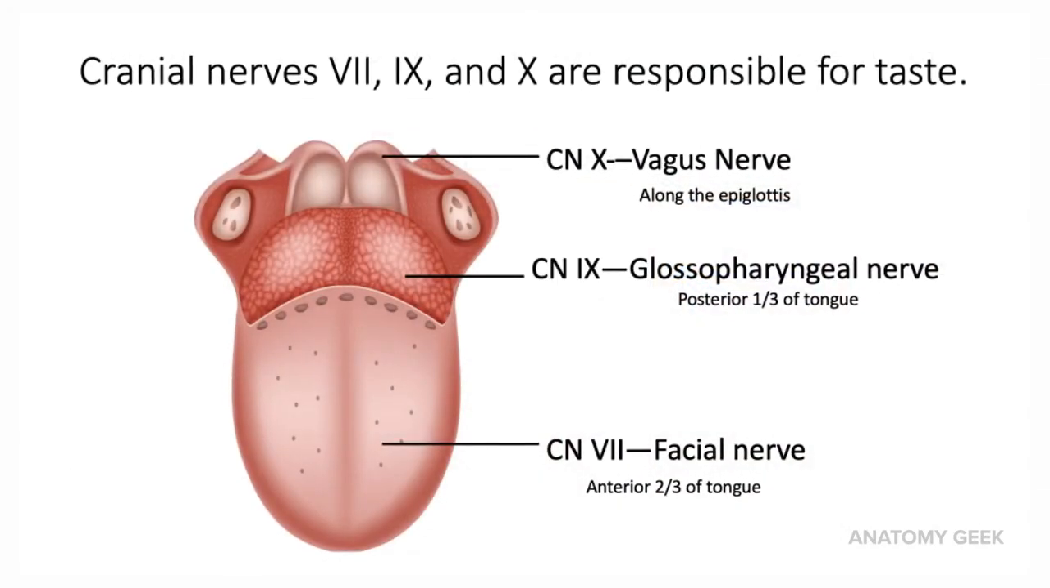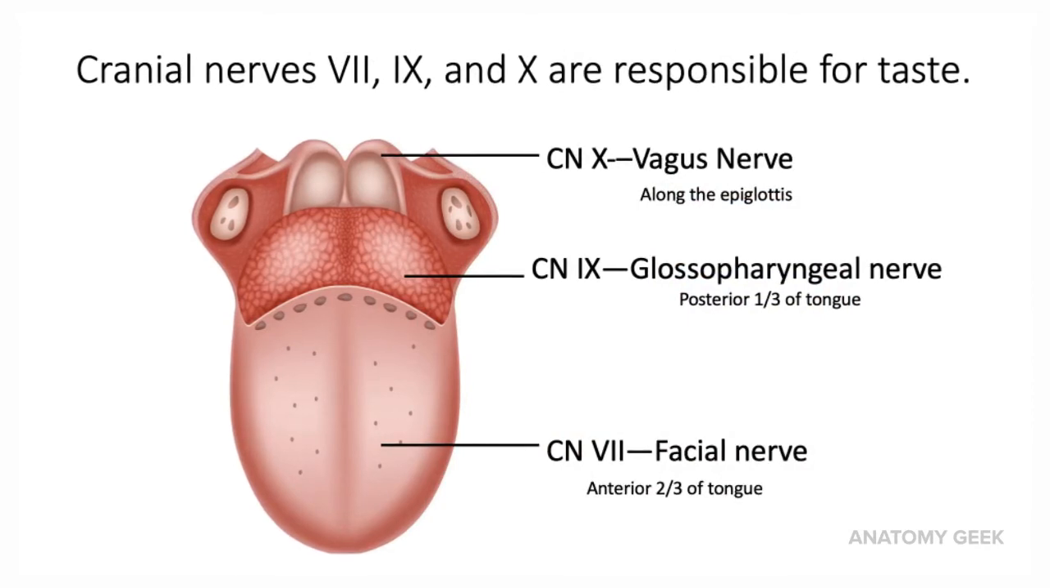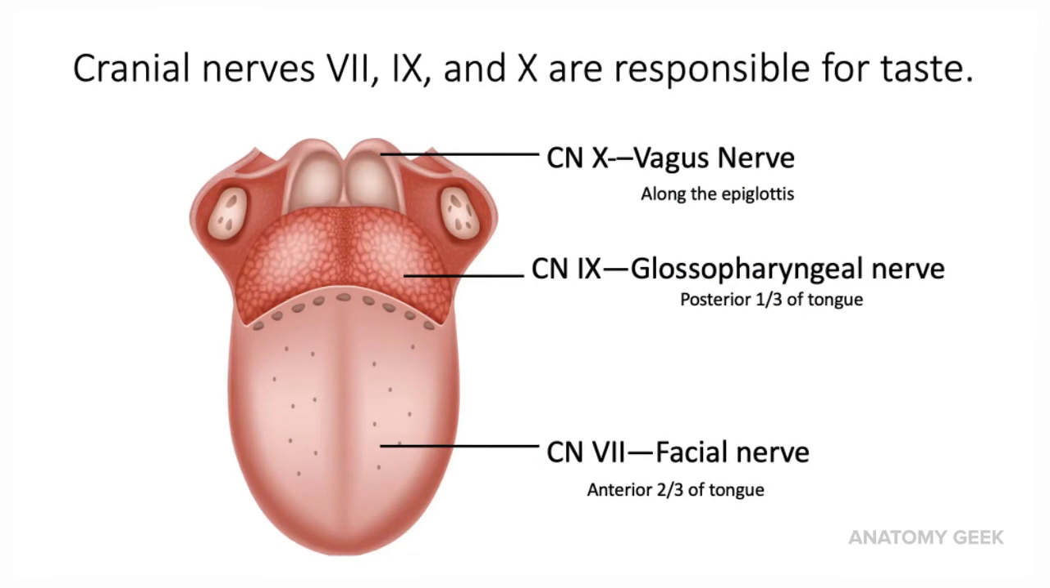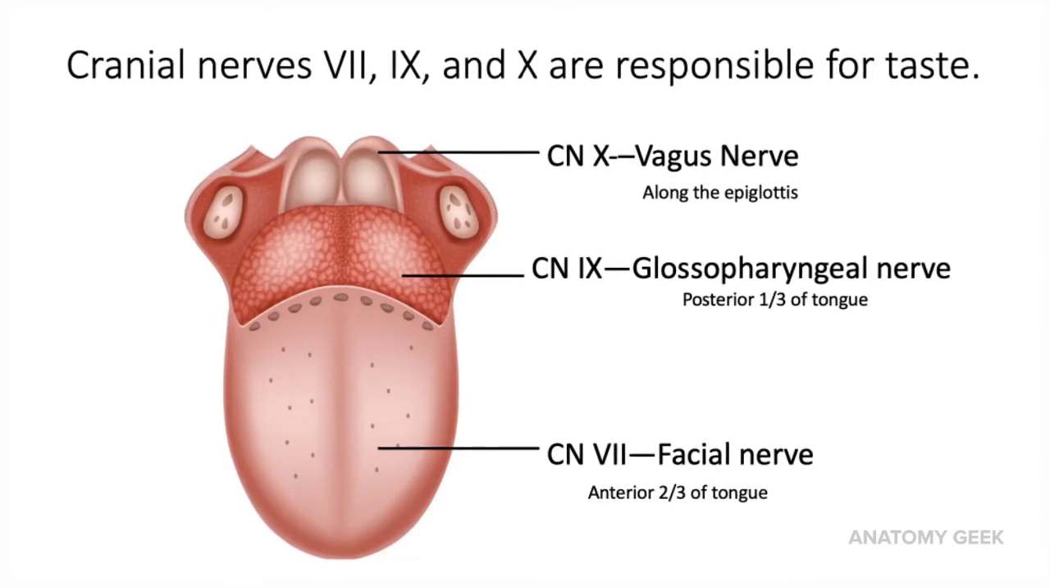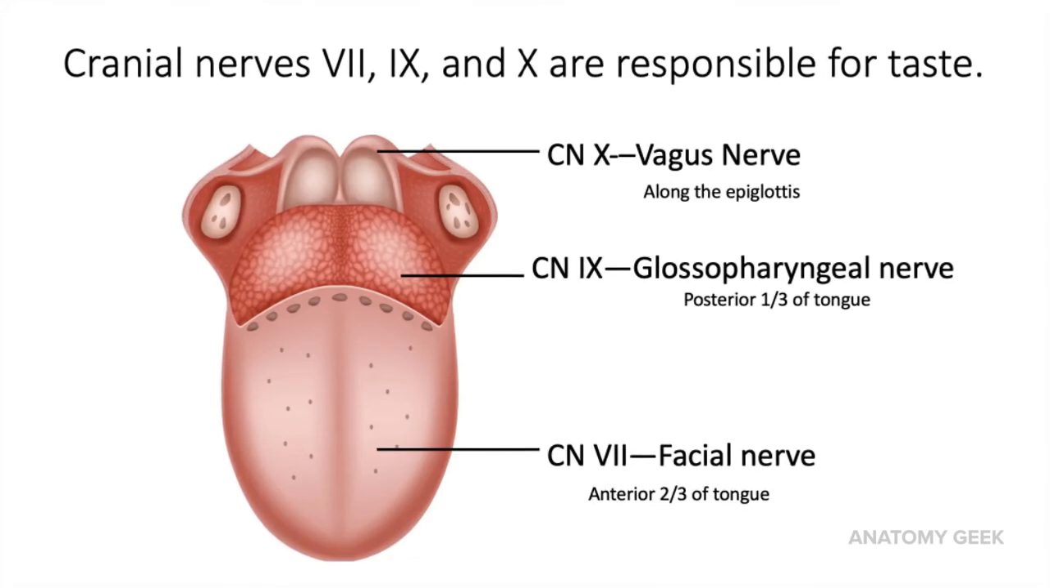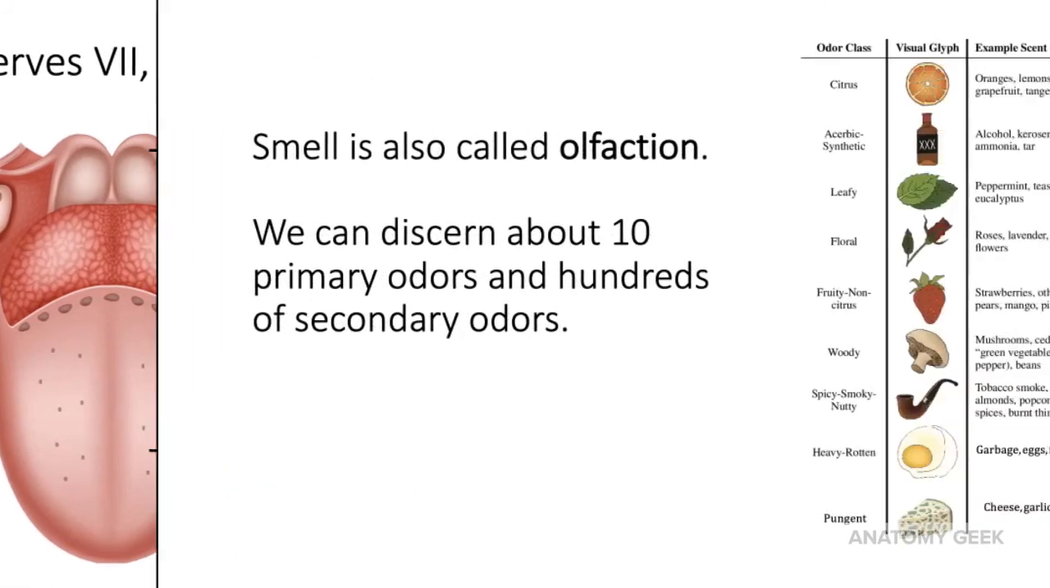Don't forget that 3 cranial nerves are responsible for taste. The facial nerve innervates about the anterior 2/3 of the tongue, the glossopharyngeal about the posterior 1/3 of the tongue, and then the vagus nerve innervates the epiglottis for taste.